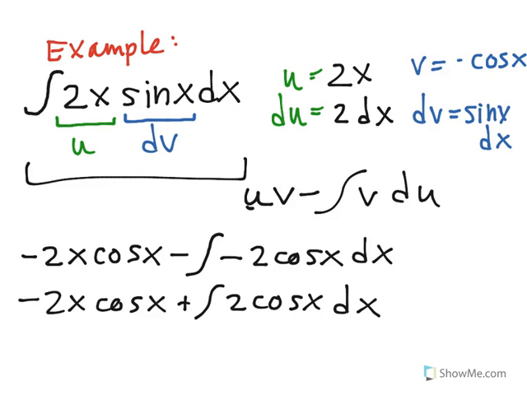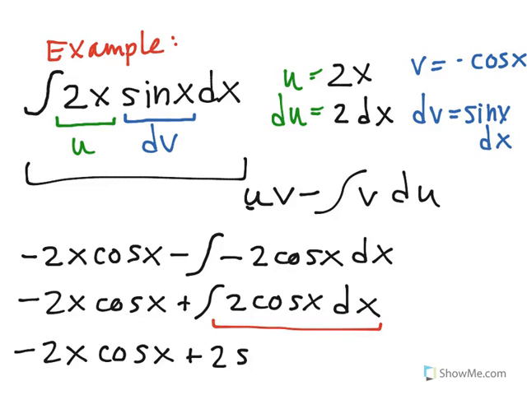Even though we have this integral right here, we can easily simplify that because we know the integral of cosine x is sine x. And the 2 is a constant, so you can just leave it there. So it's 2 sine x. And that's your answer.